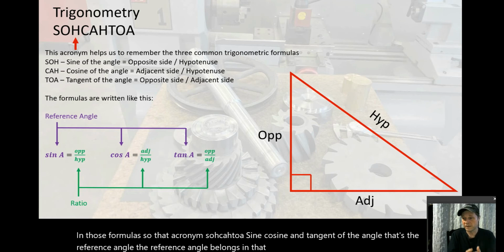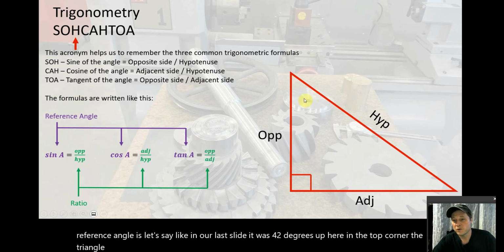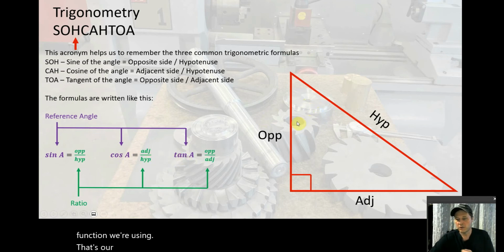So if you know the angle, if the reference angle is, let's say, like in our last slide, it was 42 degrees up here in the top corner of the triangle. Okay, so if this was 42 degrees, that's our reference angle. No matter which trig function we're using, that's our reference angle. So that will help us determine what the other sides are called.